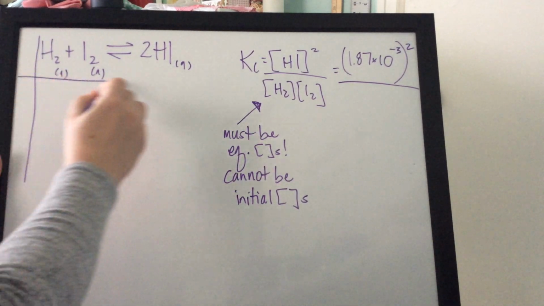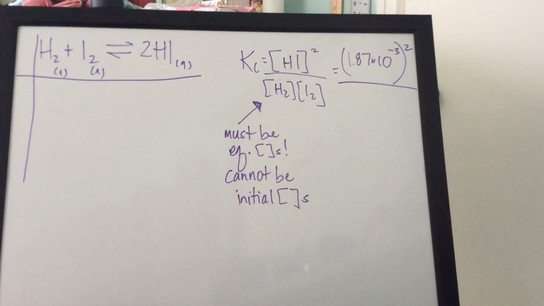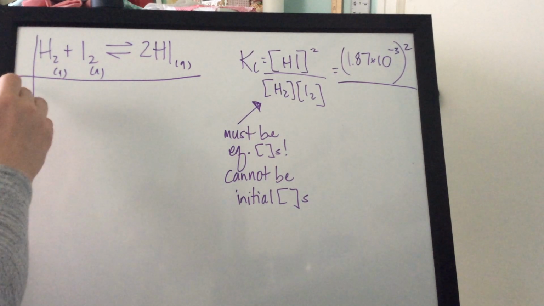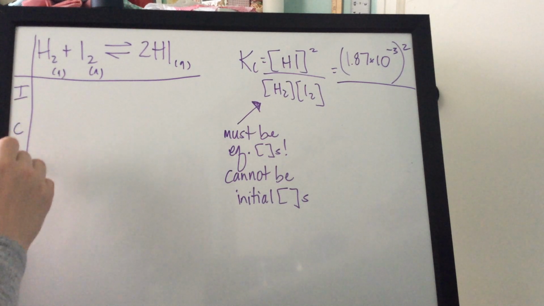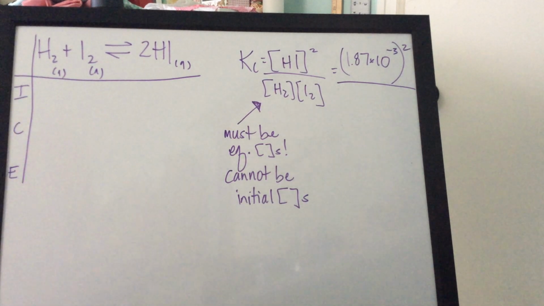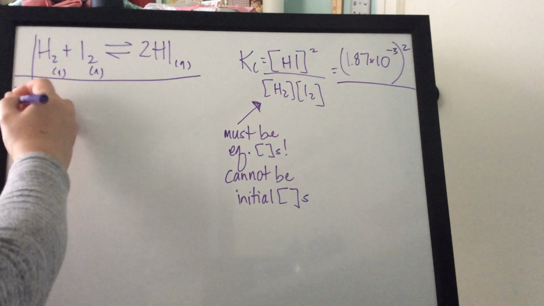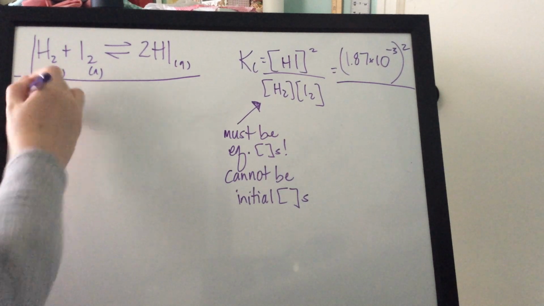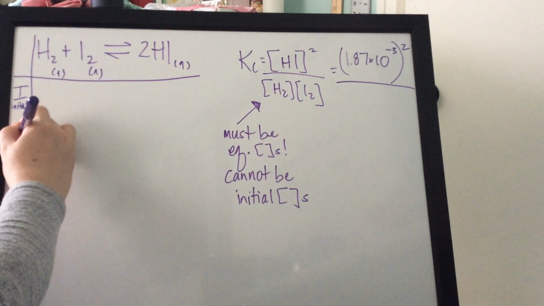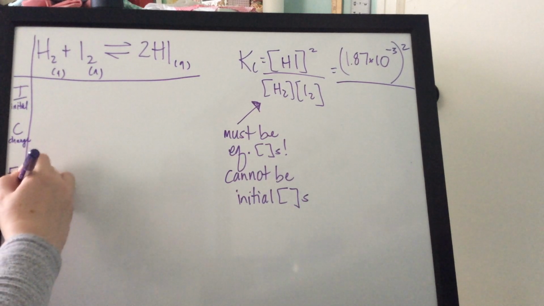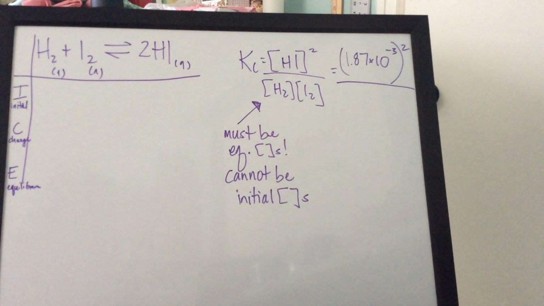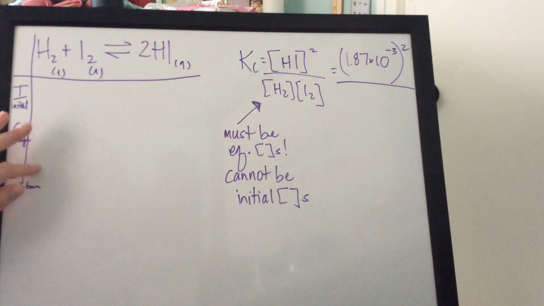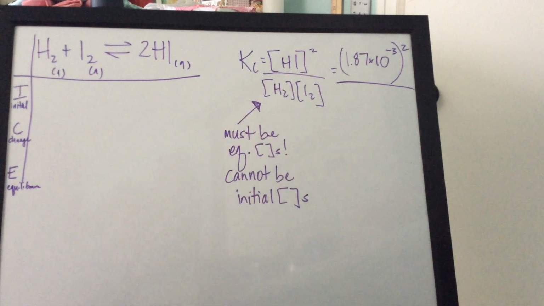So the way an ice chart works is we kind of put a little grid underneath your reaction. And I'm going to label ICE down the side. I should have left some more room. You can just write this, where I stands for initial, C stands for change, and E stands for equilibrium. Okay, so we know the initial of these two, but we're interested in their equilibrium concentrations. Remember to plug it over here. So here's what we do.